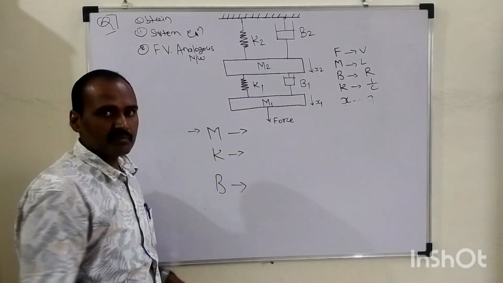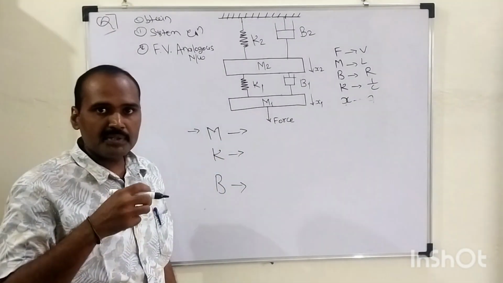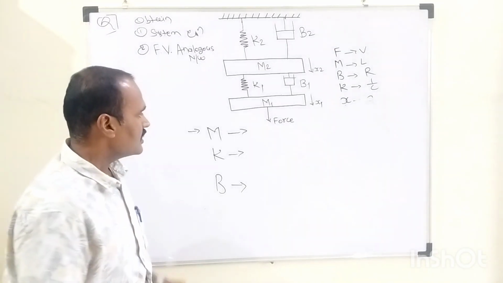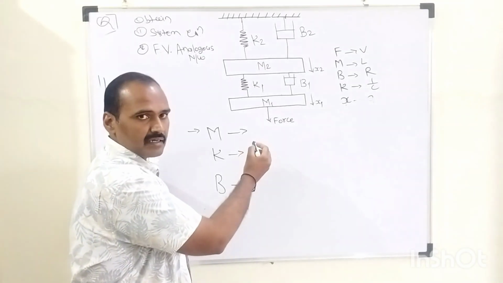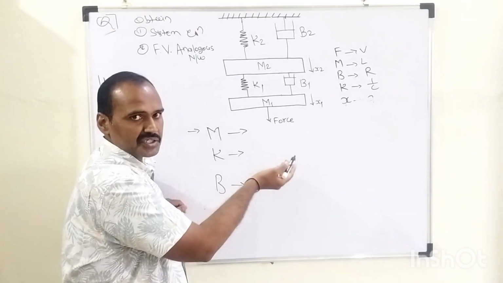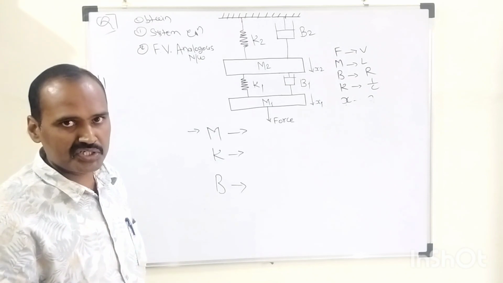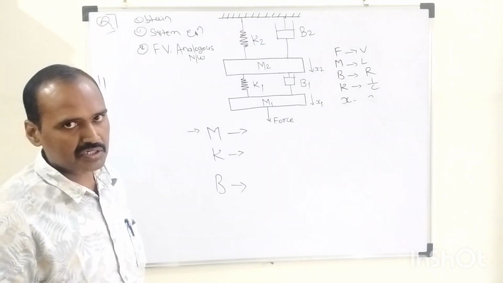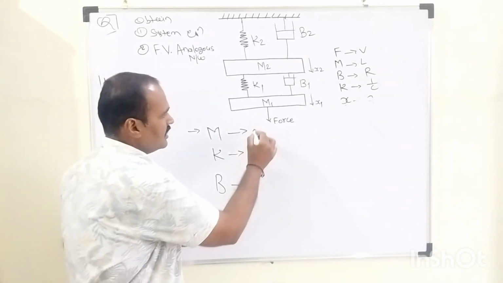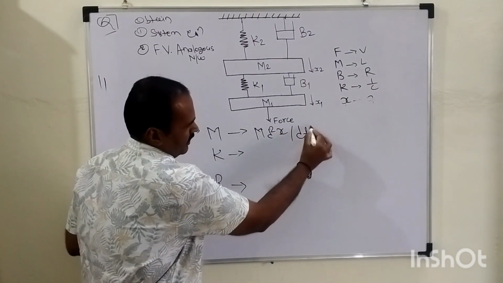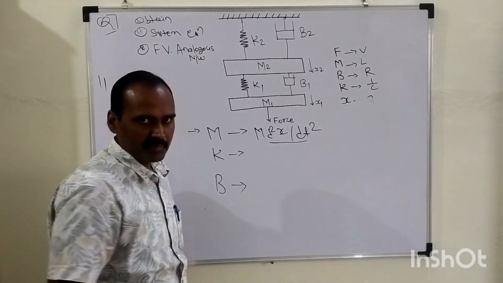This mass, as I told you earlier, undergoes acceleration when we apply a certain force. So the mass is equivalent to the acceleration. In algebraic language, acceleration is the second order differentiation. So how do we represent this mass? M followed by d square x upon dt square. This is the system equation for that mass.